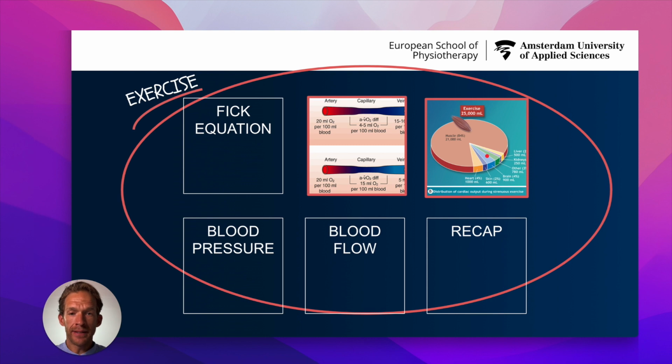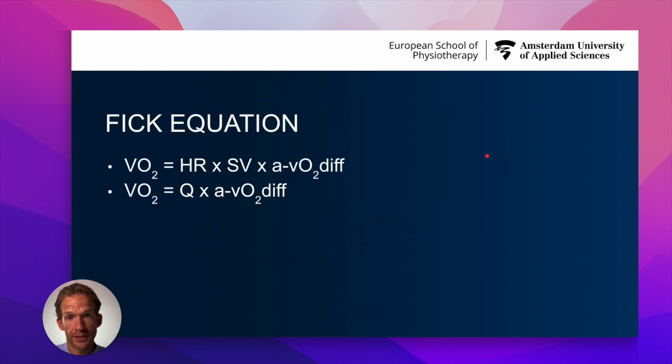So we will look at the application into exercise. So all these concepts will be merged into examples of exercise. But again, as a reminder, the Fick equation is one of the most important equations in exercise physiology. So to repeat, the VO2 can be calculated by multiplying heart rate and stroke volume and the arterial venous O2 difference. If you merge heart rate and stroke volume together, you get this shorter version where VO2 equals cardiac output times the AVO2 difference.